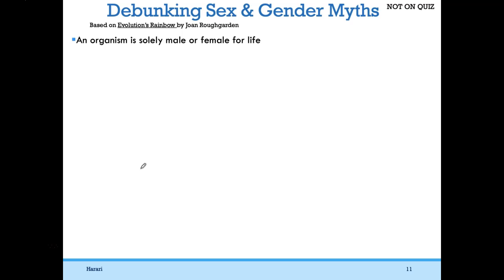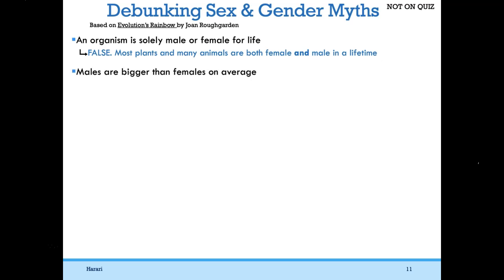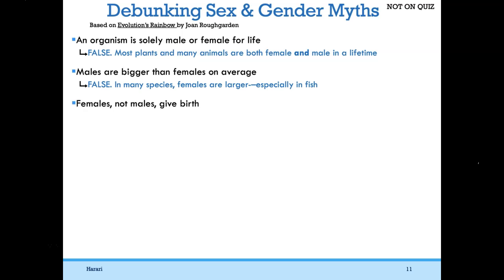So there's a couple of myths that I want to debunk. True or false, an organism is solely male or female for life? This is a false statement. Many plants and many animals are both male and female in the same lifetime. Males are bigger than females on average. That is also false. In many species, especially in fish, the females are always larger.